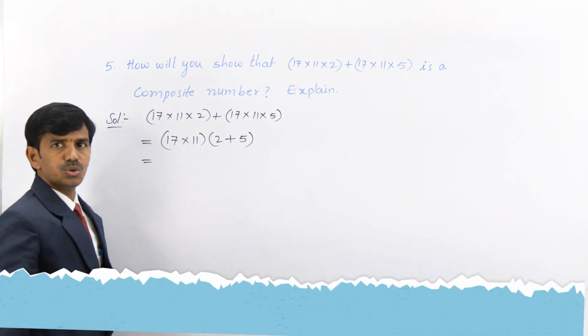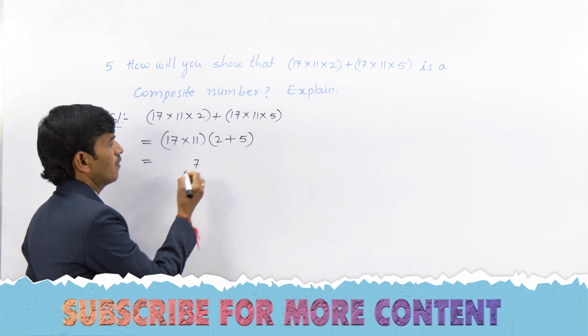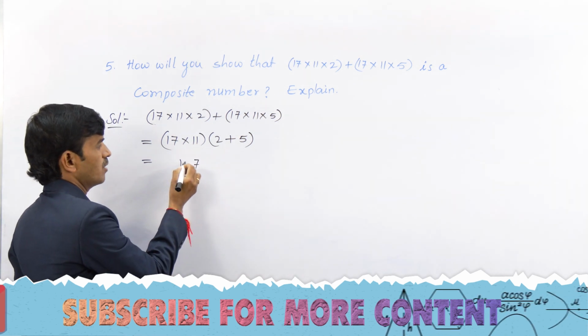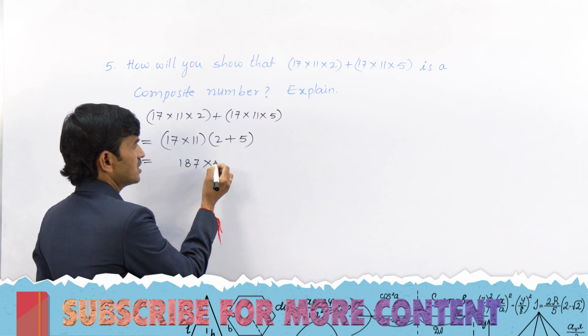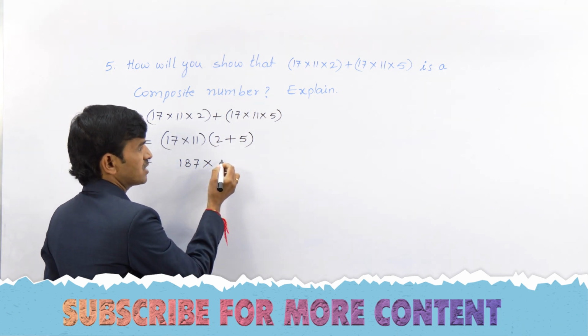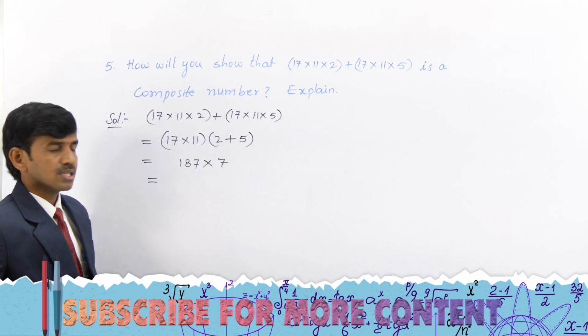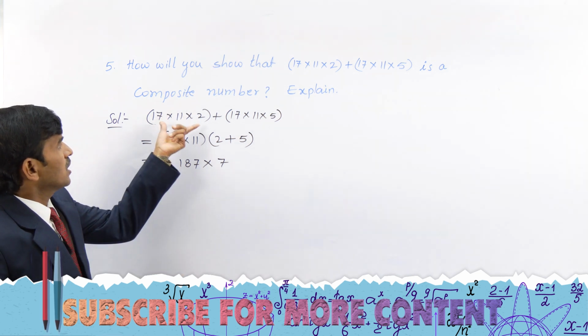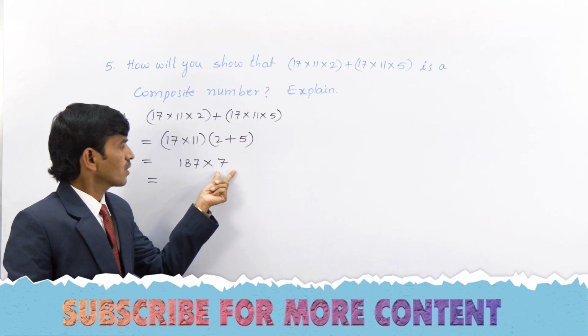So 17 into 11, let us multiply. 17 times 1 is 17; 1 carry; 17 times 1 is 17 plus 1, 18. So 187 into 2 plus 5 gives us 7. So the given expression is written as a product of two terms.